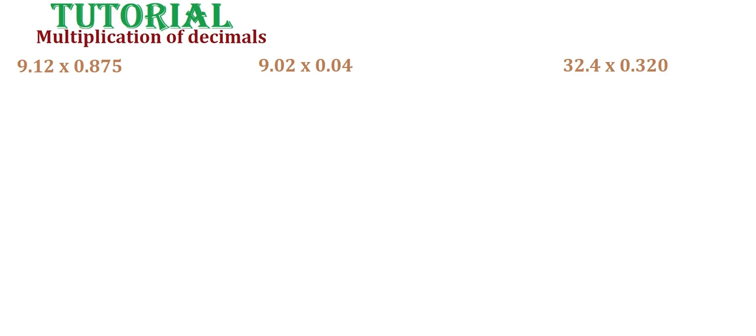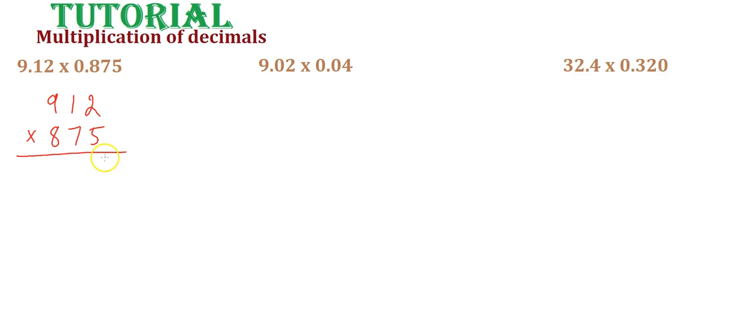So instead of 9.12, we're going to write 912, right? So we're going to forget about the decimal point times, and here we go, 875. So again, forget about the decimal point until we need it. And now we just go through our normal processes.